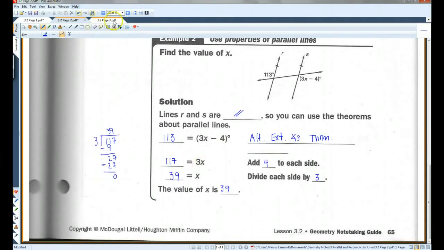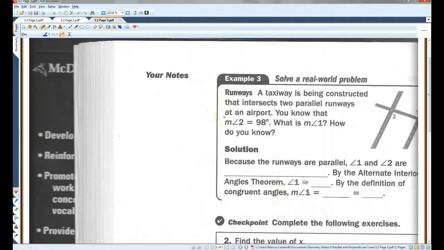Alright, last page. Oh, sorry, this got cut off. But it should be fine in your notes. Runways. A taxiway is being constructed that intersects two parallel runways. Alright, so they tell us that these two runways are parallel. You know that the measure of angle 2, draw these a little better, there we go. The measure of angle 2 is 98 degrees. What is the measure of angle 1?